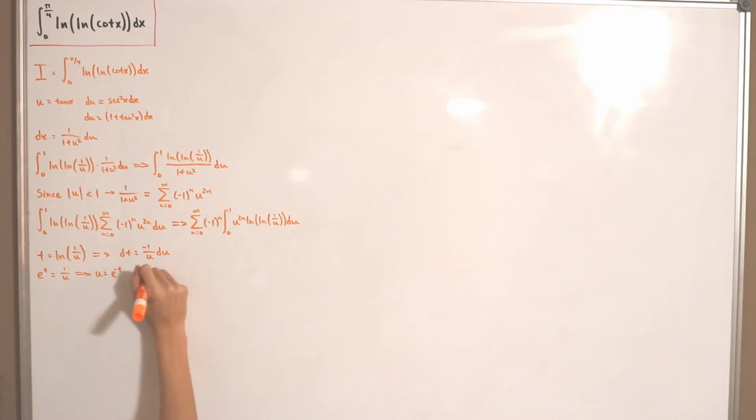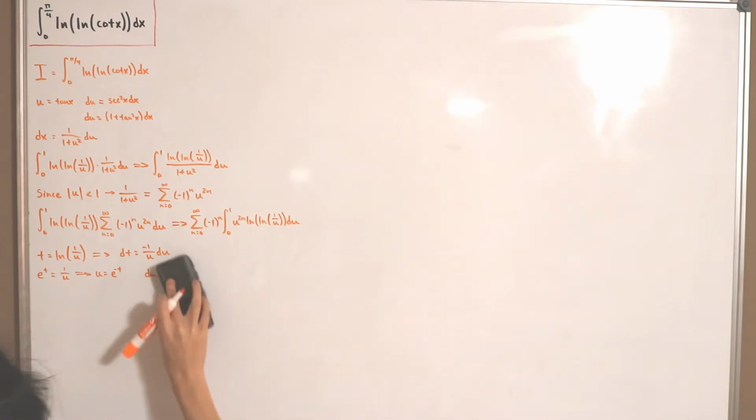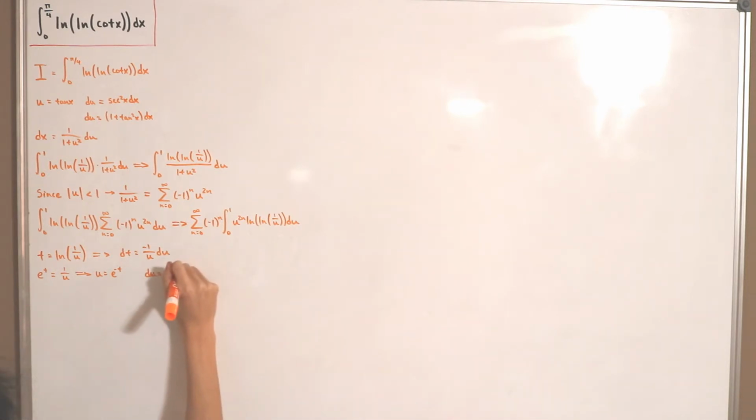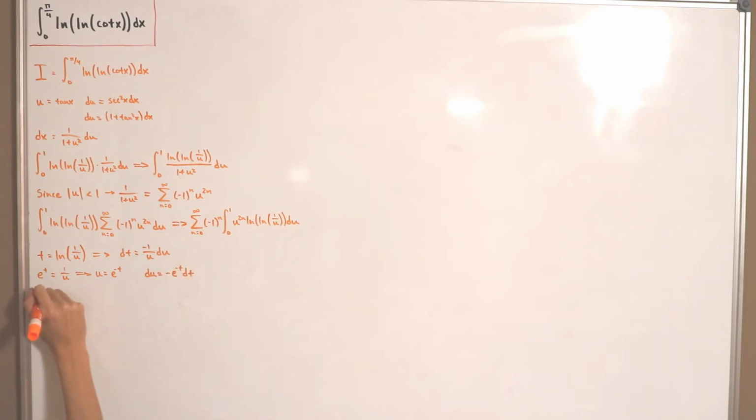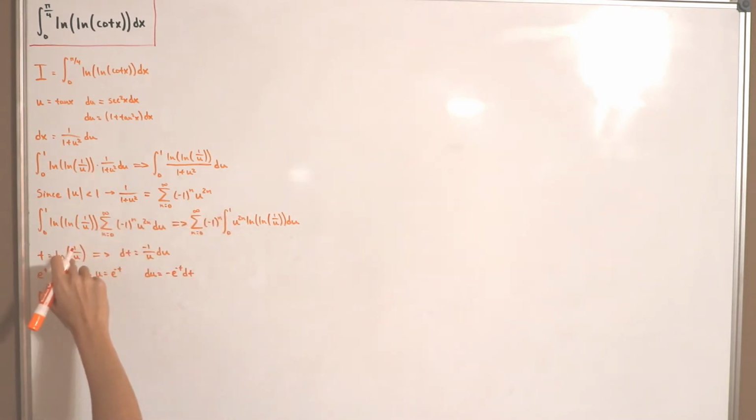And so we get that du is equal to negative e to the power negative t dt. Now we do our following substitution. So we have our new integral, and then we have to plug in our new bound. So when 1 is equal to u, this is just ln of 1, which is equal to 0.